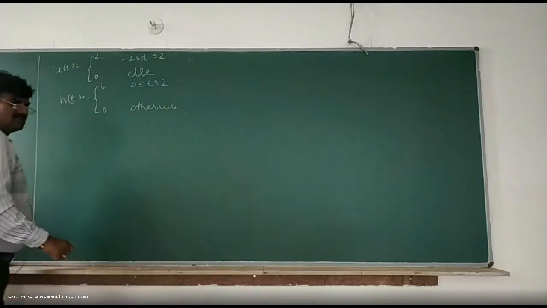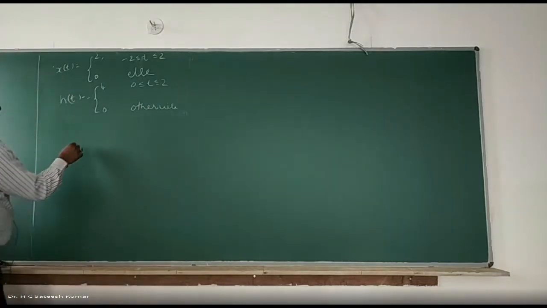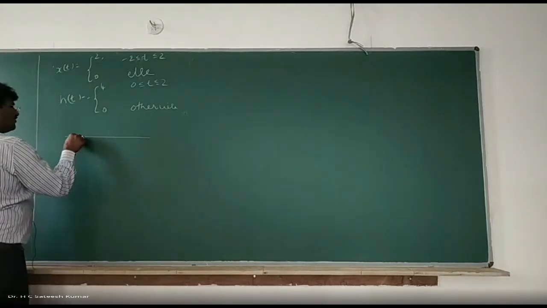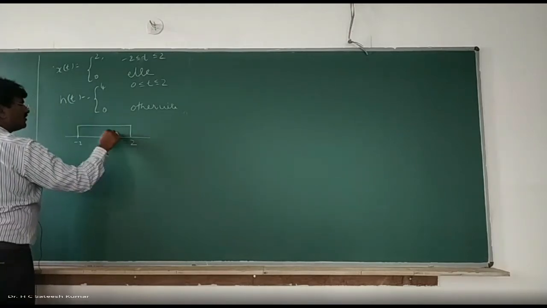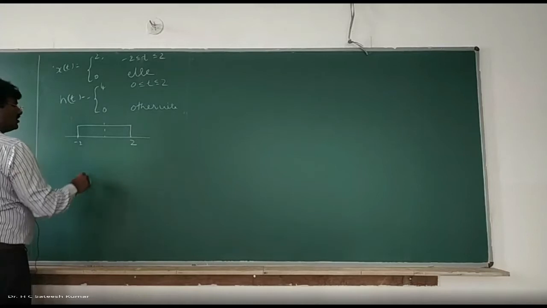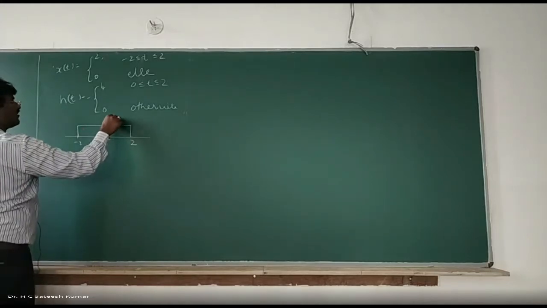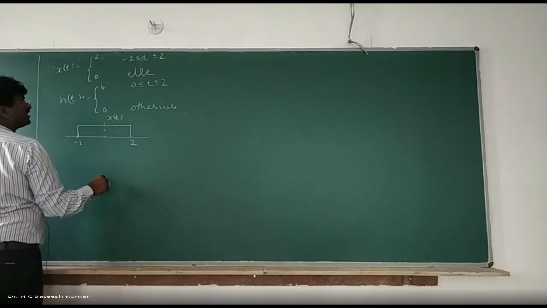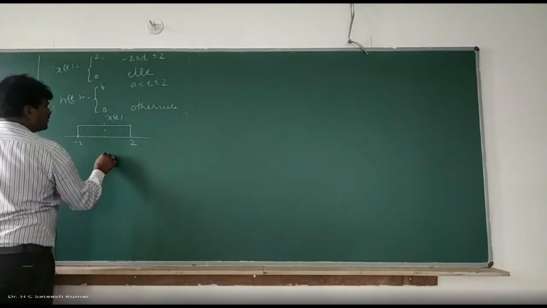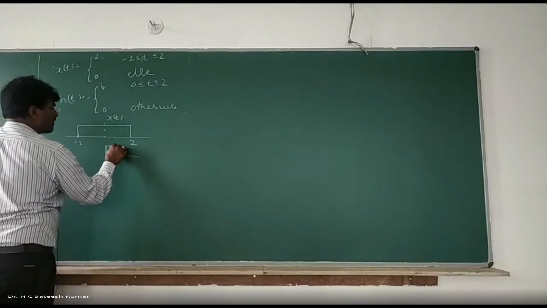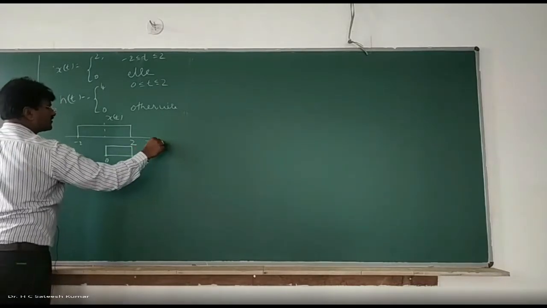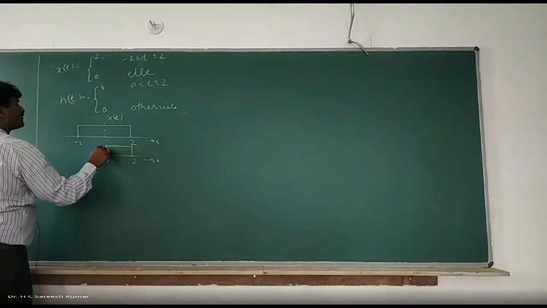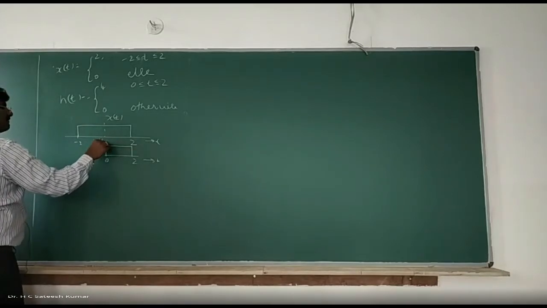Okay, first you sketch the signal. The signal will be ranging from where to where? -2 to +2, amplitude is 2. This is your x of t. H of t is ranging from 0 to 2 on the time axis. This is your h of t.